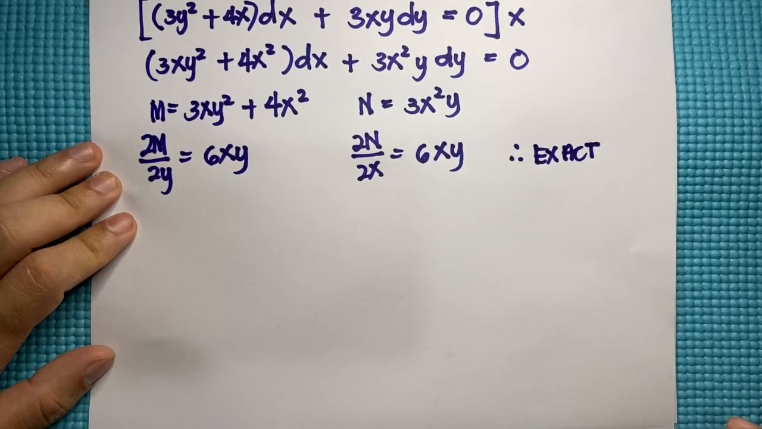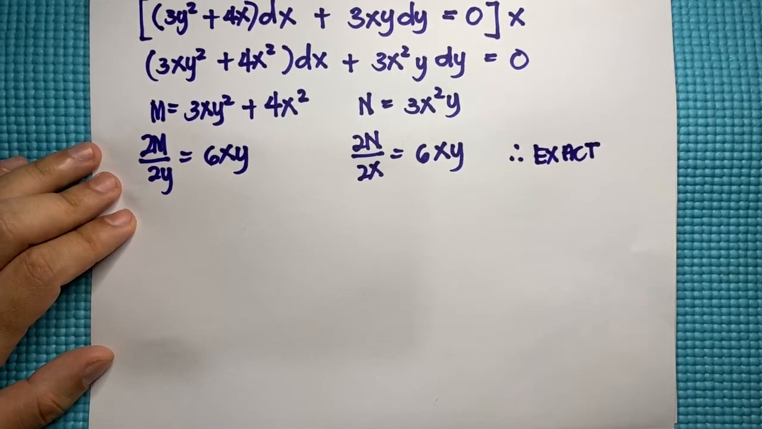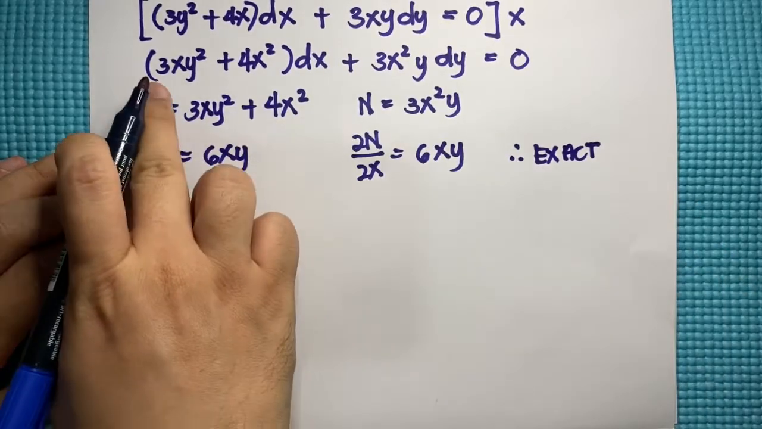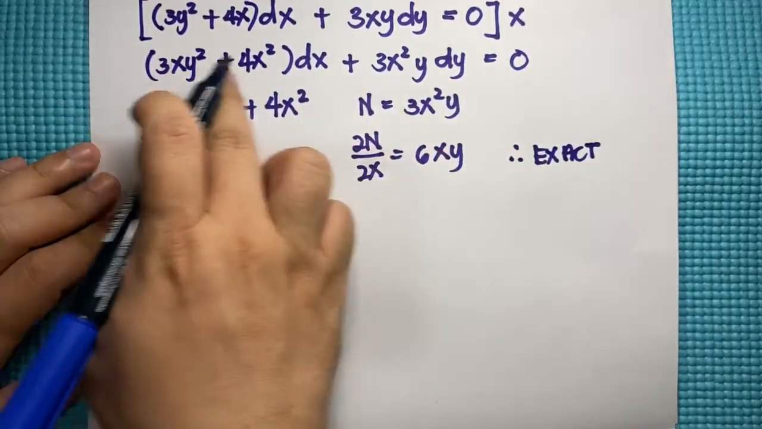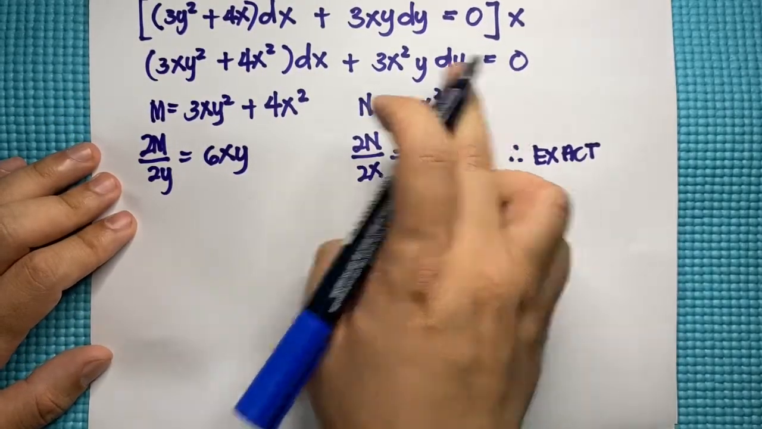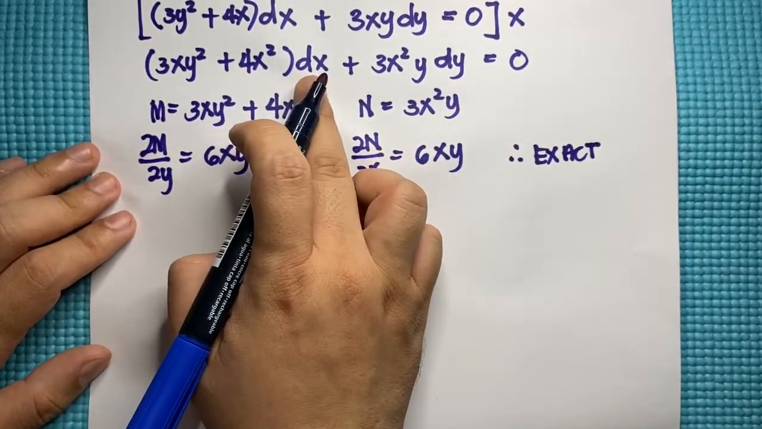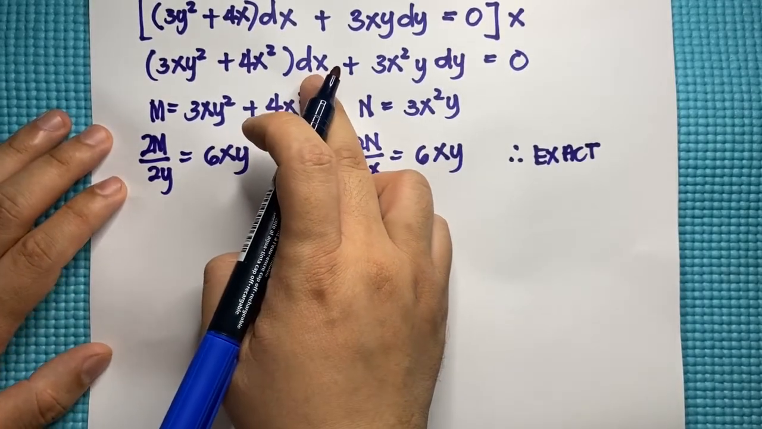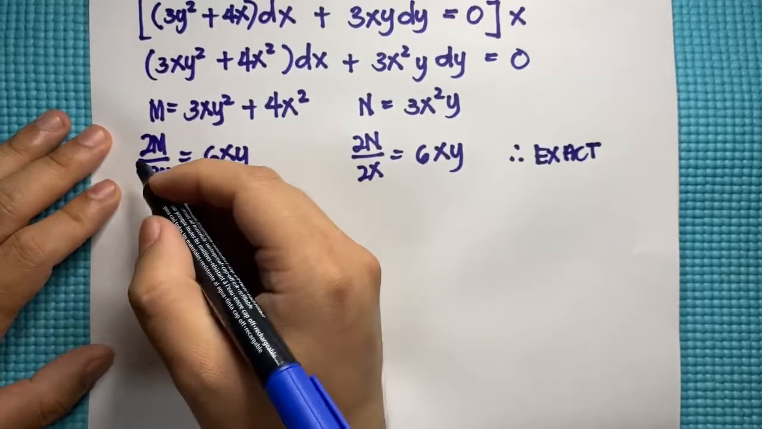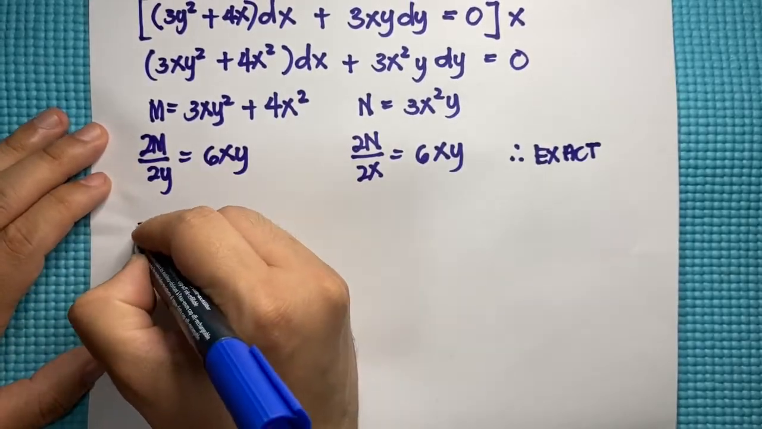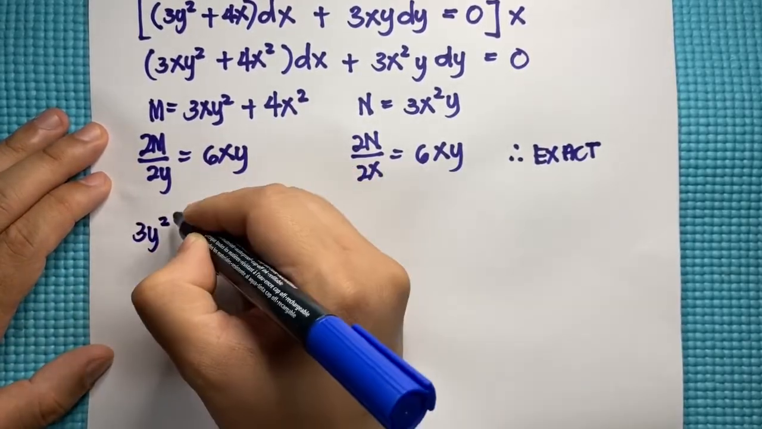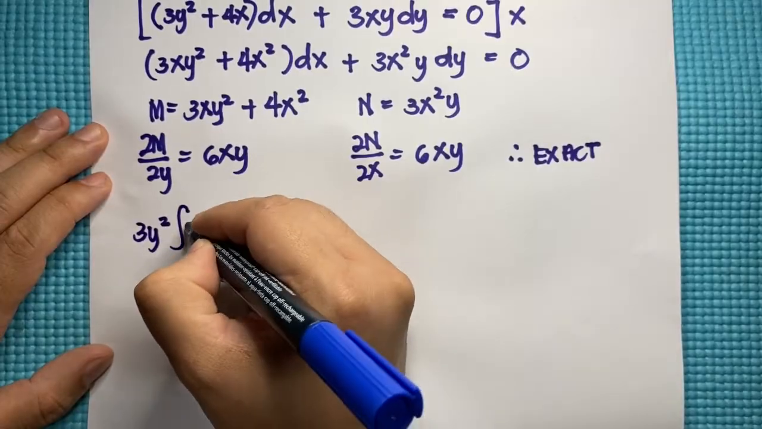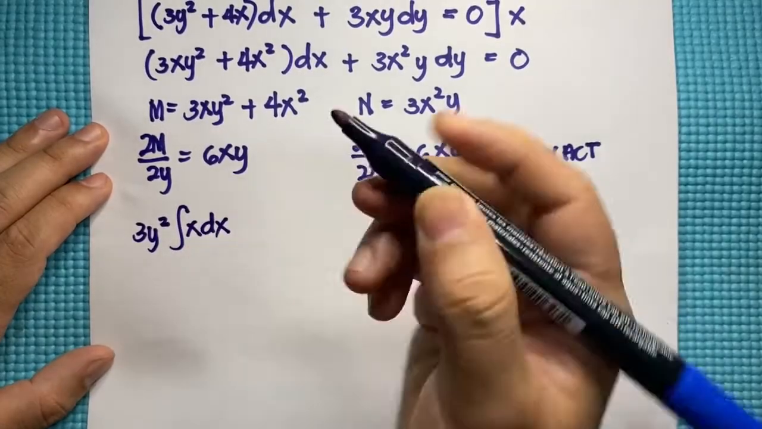And as I've mentioned before, the easier method would be the method of grouping. So I'll be dealing with my exact equation. The first one is the differential dx, so we're making x the variable. So I'll move out 3y squared, and then the integral of x dx.